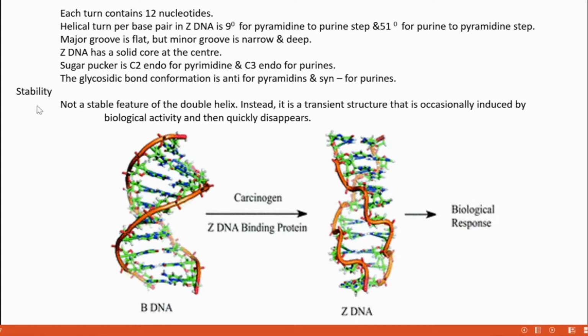Okay. Then regarding the stability, it's very unstable. It's a transient structure, and so it may quickly disappear. So it's very difficult to learn or study about zDNA extensively.